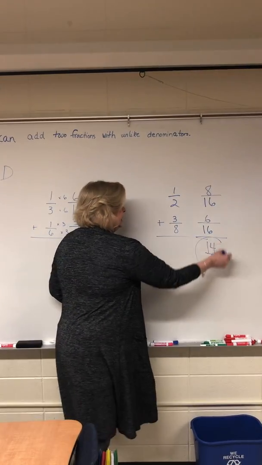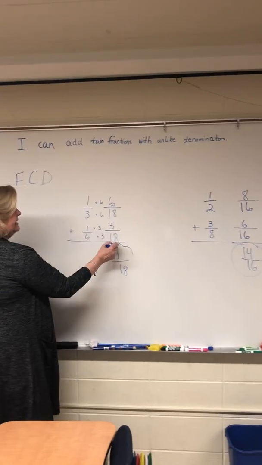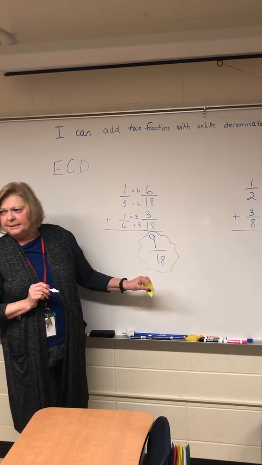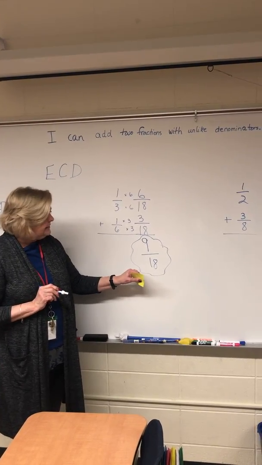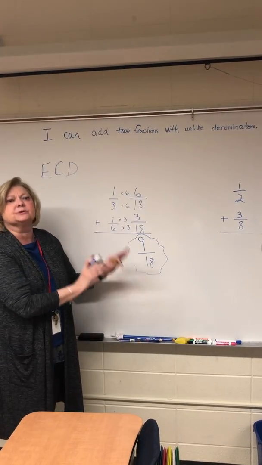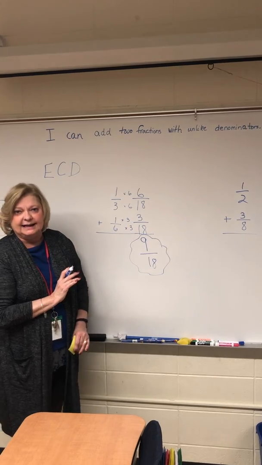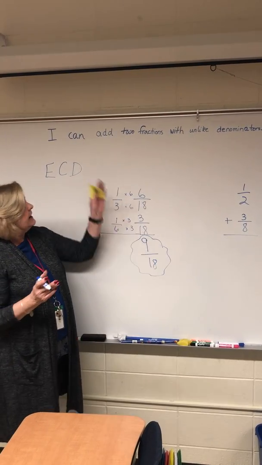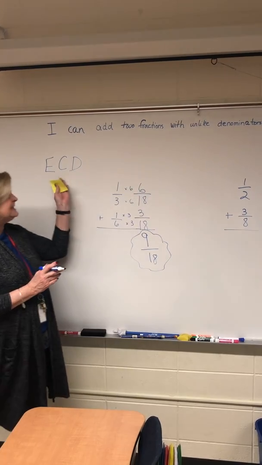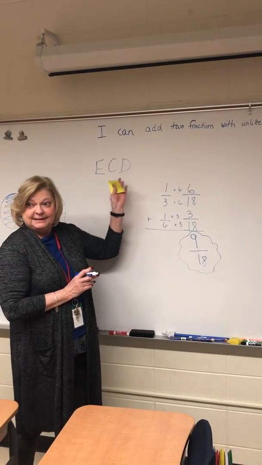I like to circle our final answer. I think circling it or making something fancy around it is a good idea, because I really think that when you have all these different numbers, we want to know what your final answer is for sure. So circle your final answer. So today we learned how to add two fractions with unlike denominators using this method, the easiest common denominator.